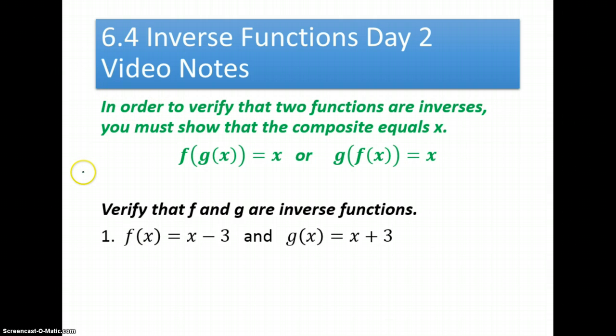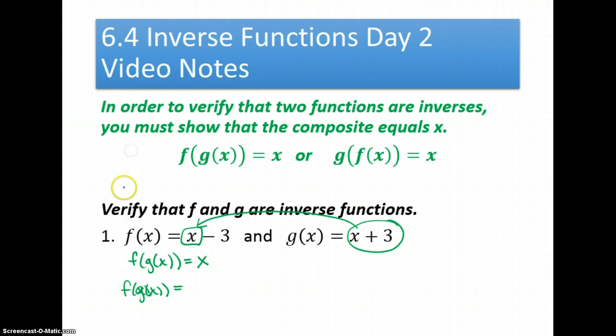So my goal here is I'm going to show that f of g of x equals x, or g of f of x equals x. So from our composite lesson, I'm going to take the g of x function and put it into the f of x function. So f of g of x would equal, in place of this x right here is going the g function. So x plus 3 minus 3. So that is the composite of f of g of x.